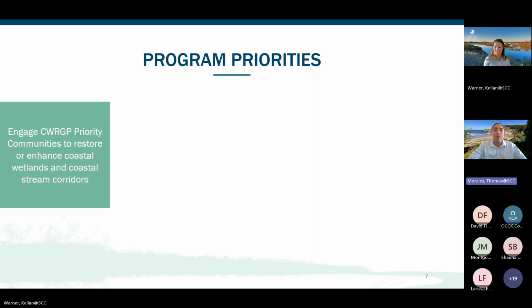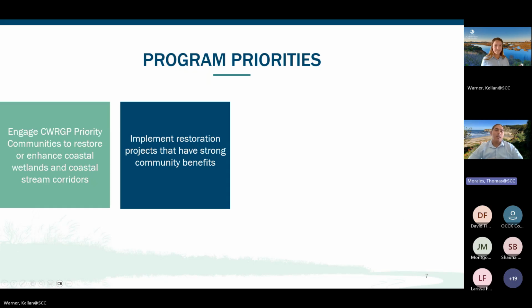And there are a number of tools that have been developed to identify these priority communities, such as CalEnviro, California State Parks Community Fact Finder, and the California Department of Water Resources. And these are all mapping tools, and we'll include these links in the chat. And our second priority is to implement restoration projects that have strong community benefits, such as community engagement, education, workforce development, career development, and leadership development.